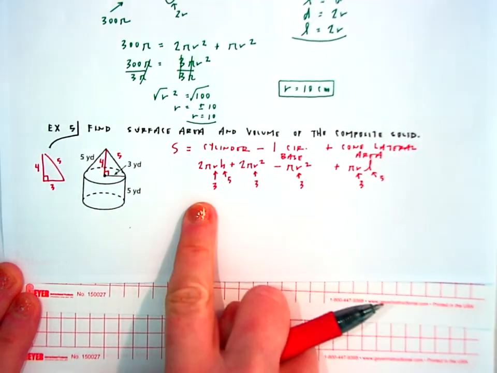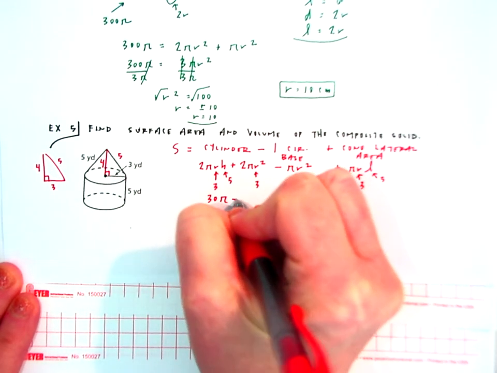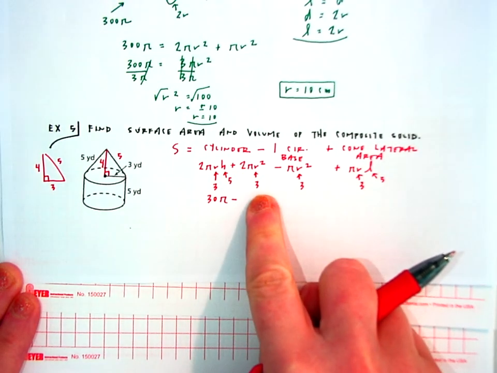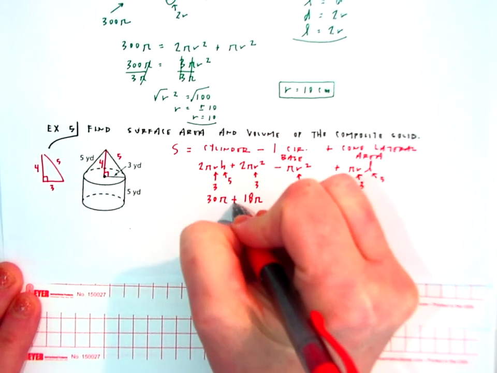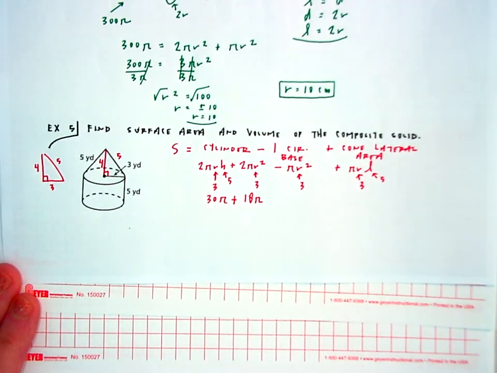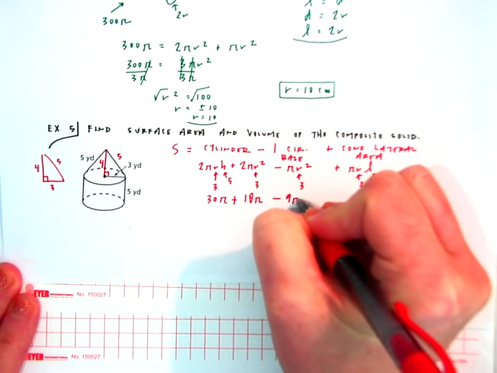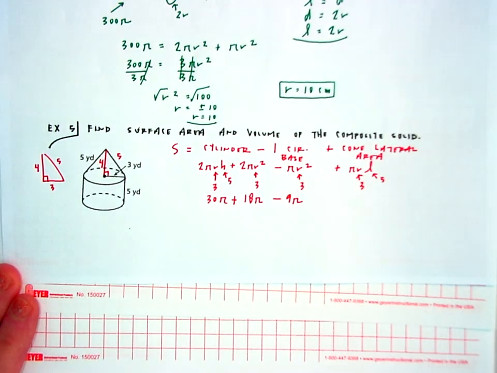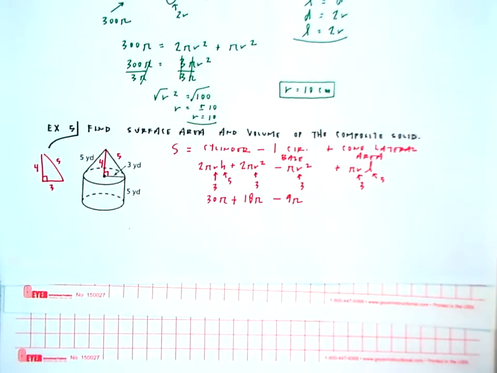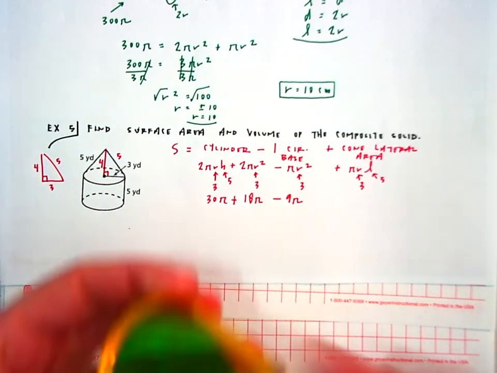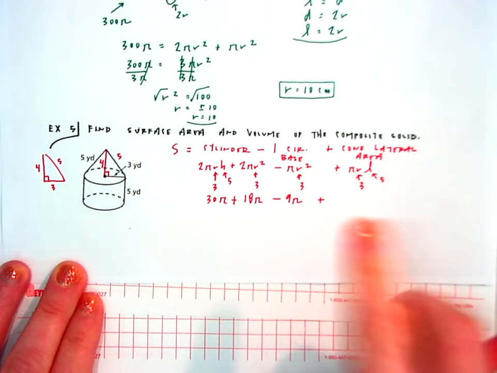All right, so right here, 2 times 3 times 5 gets me 30 pi. 2 times 9, 18 pi. Okay, so I have 30 pi plus 18 pi. That's my whole cylinder, but I want to take away one of the circular bases. So I'm going to take away the 9 pi. So that gets me my whole cylinder, but not that top base. Okay, and then I need to add in just that curved face of the cone. So here I'm going to add back in 15 pi.